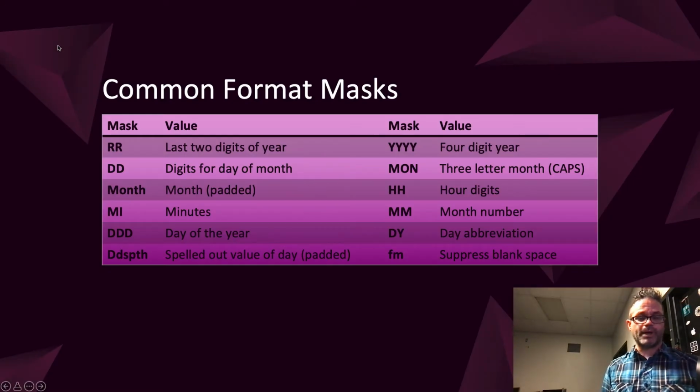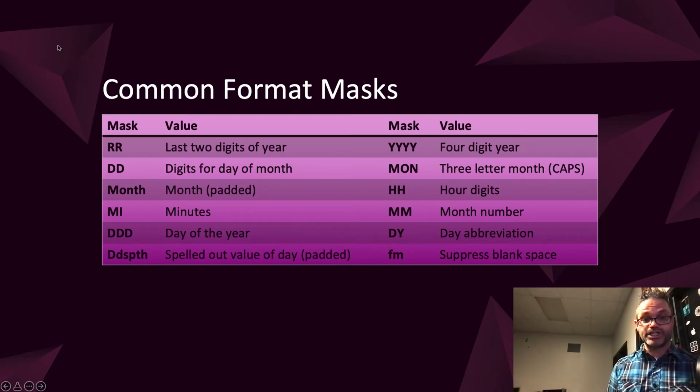So some of the common format masks we have right here. We have the mask column, as well as the value column that's attached to it. We have RR for the last two digits of the current year. And this is a special one, because if you're going back in time more than say 50 years, you're going to see, oh, that's a different value. Weird. So you want to make sure you use the RR mask appropriately.